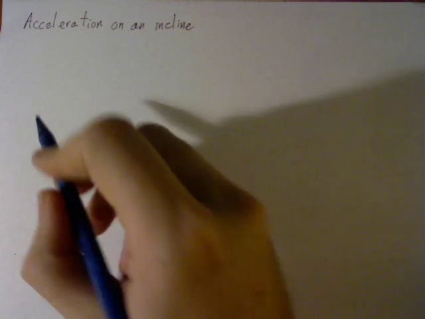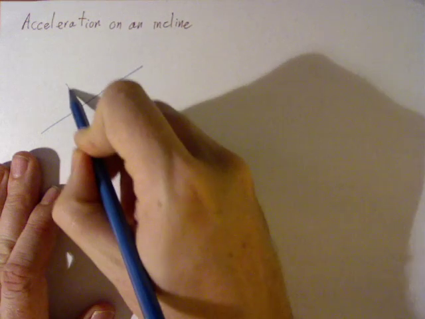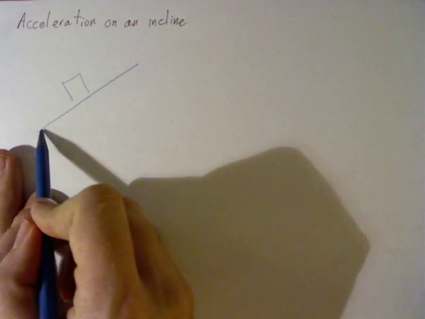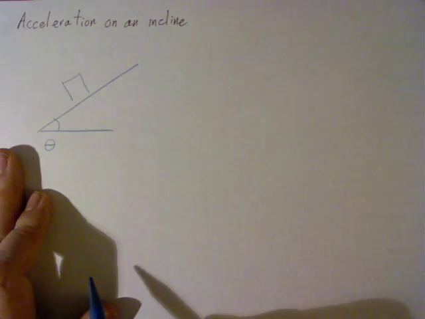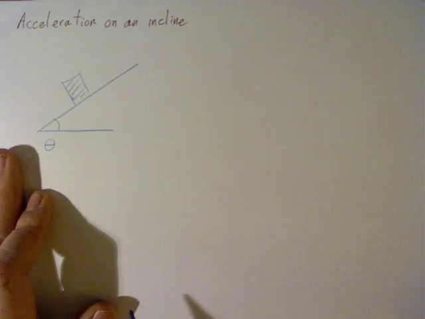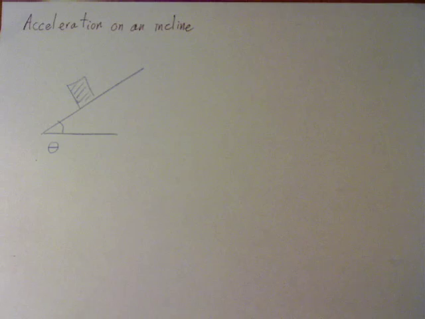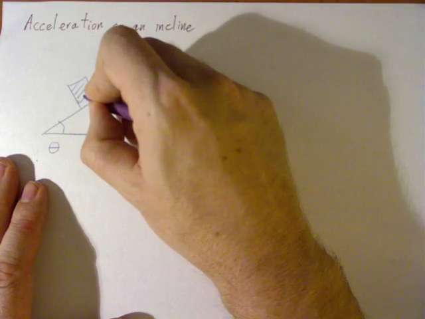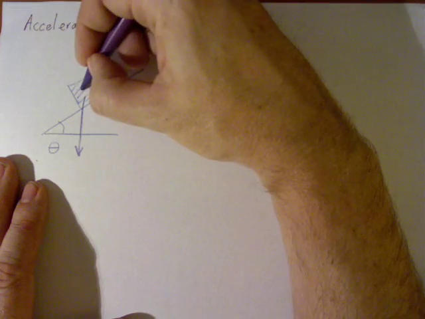In this problem, we will examine the acceleration of a block on an incline. In this case, we will draw a block on an incline at an angle of theta degrees. This is our block. The forces exerted on this block, which we need to examine first. First, we have gravity pointing down. We have the normal force.